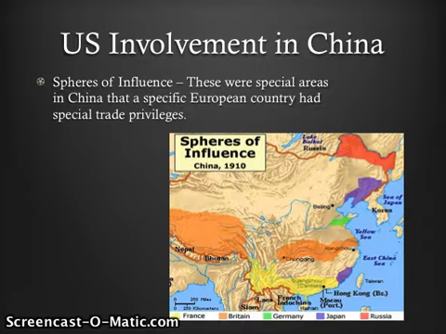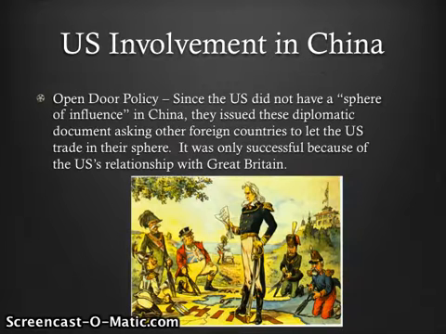Well, the U.S. did not have a sphere, and since we didn't have that sphere, we wanted to be allowed into China, so we passed what's called the Open Door Policy, where we said that China should be an open door so that we can trade in other countries' spheres of influence, even though we weren't there originally and didn't have our own sphere. This only works because of the British being involved.